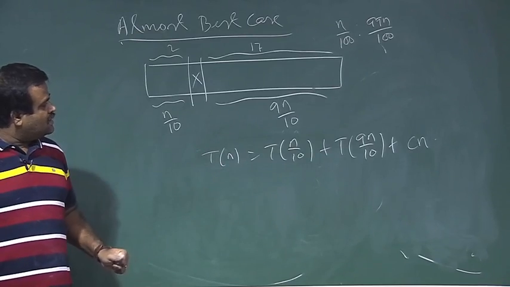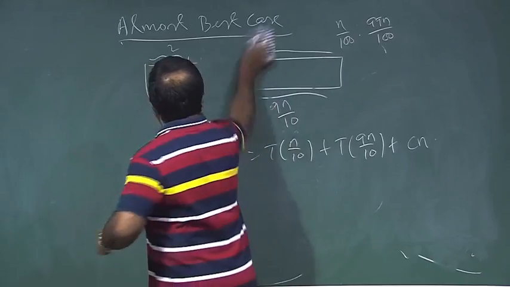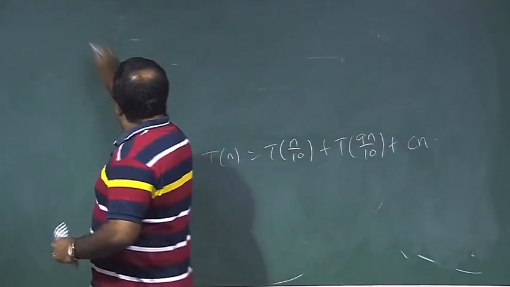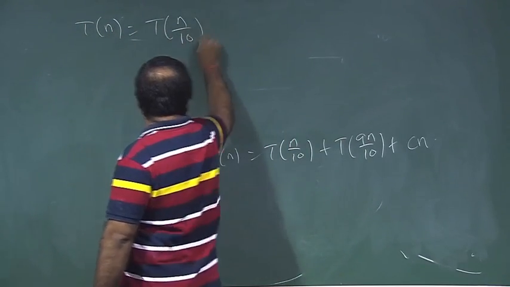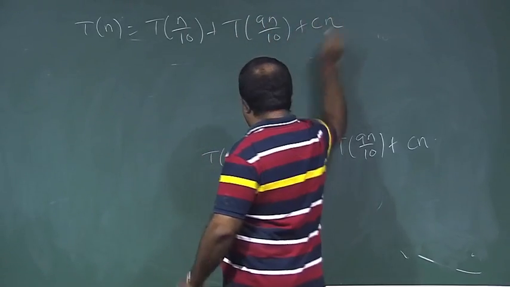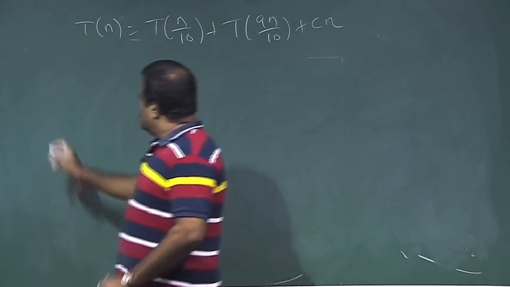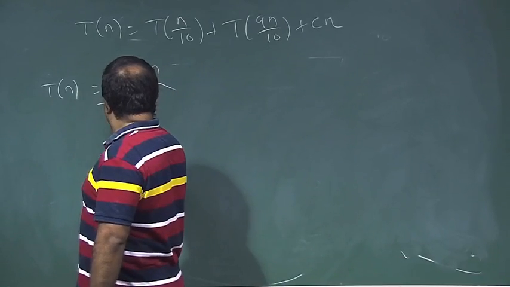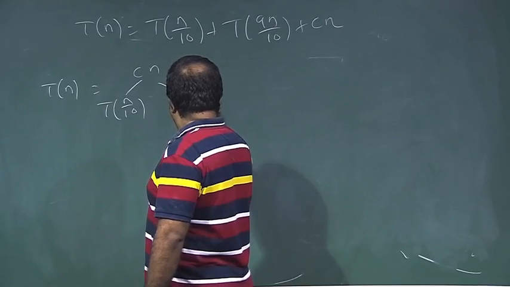That we have to see with the help of a recursion tree. So we want to draw the recursion tree for this recurrence. Our recurrence is T n equals T of n by 10 plus T of 9n by 10 plus c n. We have to solve the recurrence using the recursion tree. This is the problem of size n, and we have two subproblems, T of n by 10 and T of 9n by 10.